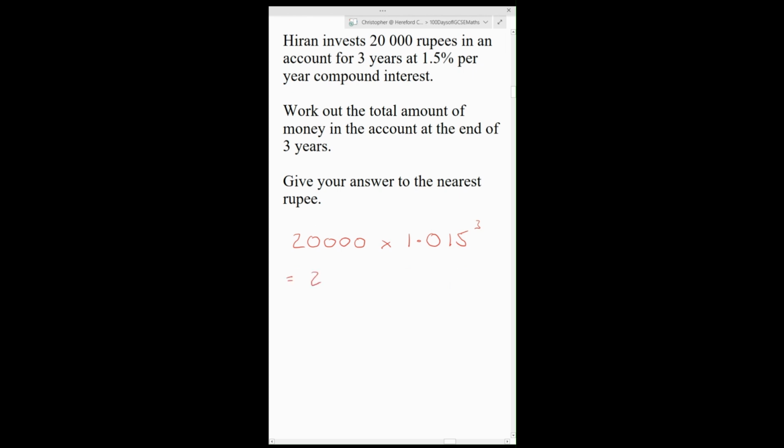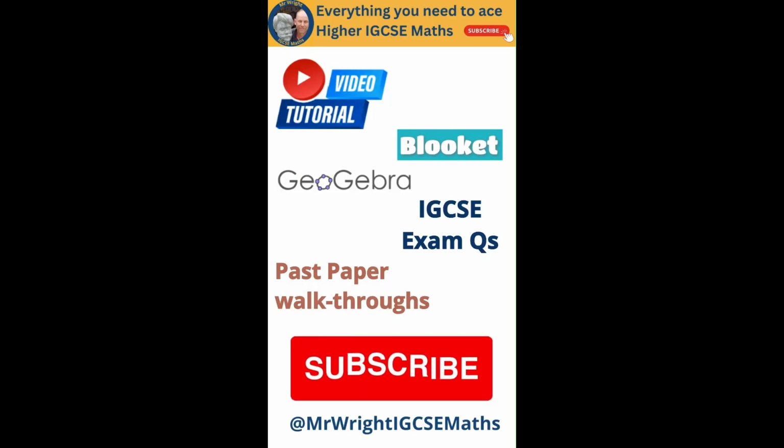So if I put that on my calculator, I get 20,913.56 and so on rupees, and I need to give my answer to the nearest rupee. So my answer is going to be 20,914 rupees.